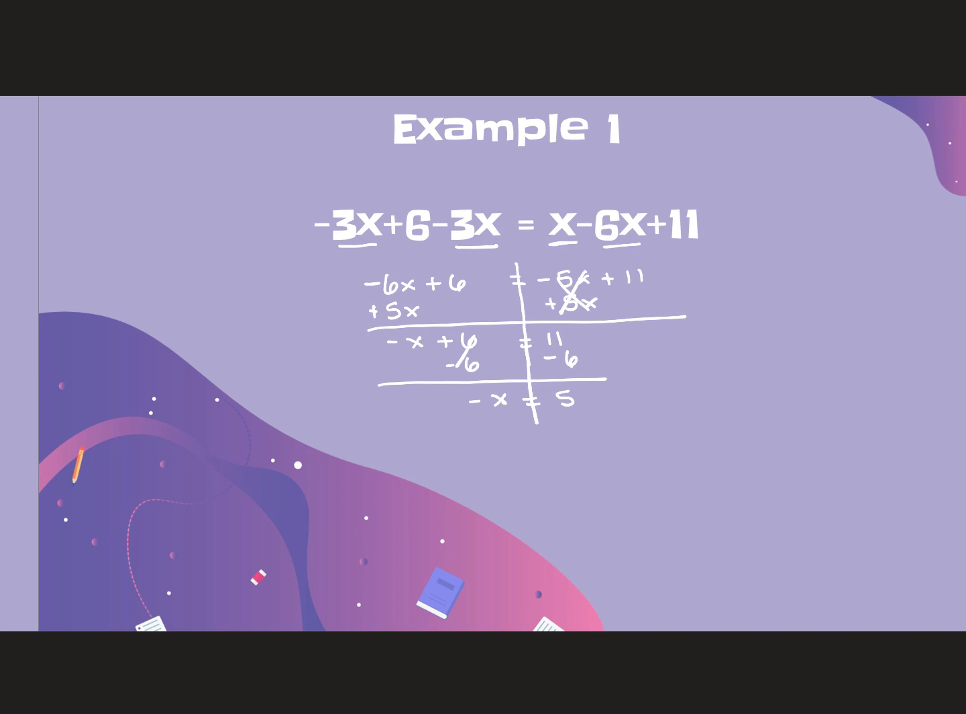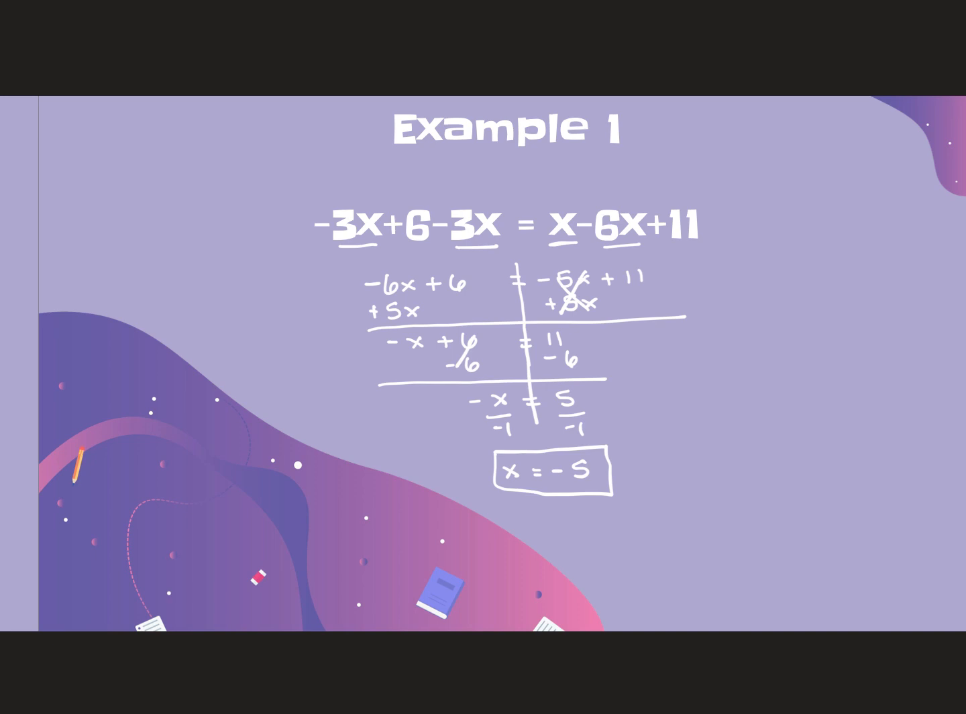But looky here, I have a negative x. I cannot leave my x negative, so I have two options. I can either multiply by a negative 1 or I can divide by a negative 1. So remember that multiplying a negative times a negative is positive. Dividing two negatives is positive. So negative x divided by negative 1 just gives me x, and 5 divided by negative 1 gives me negative 5.